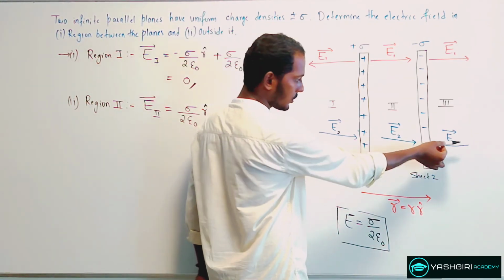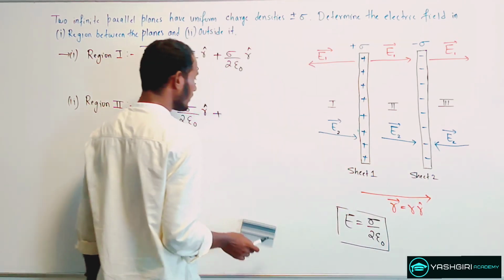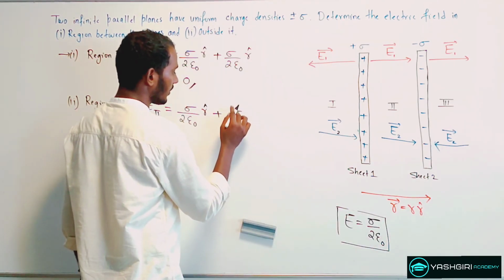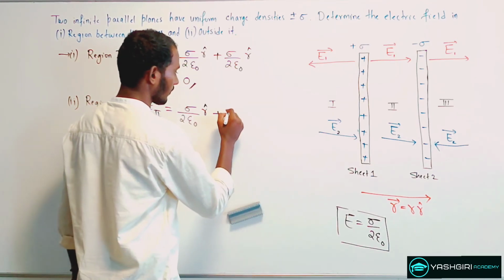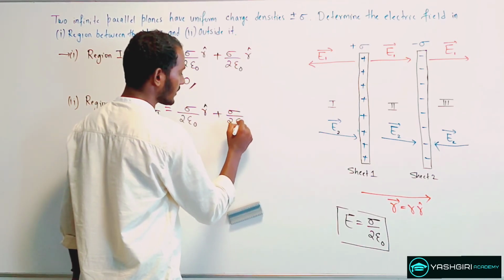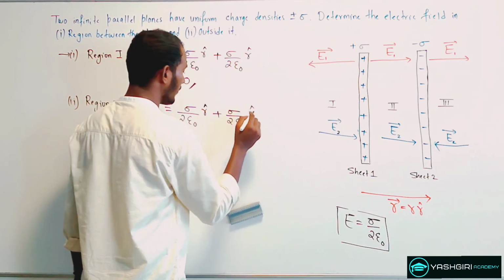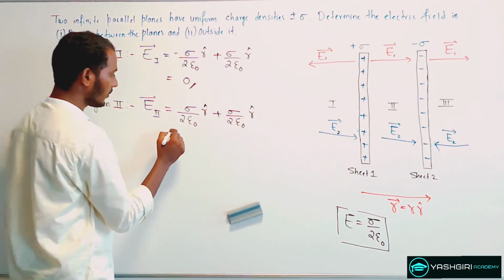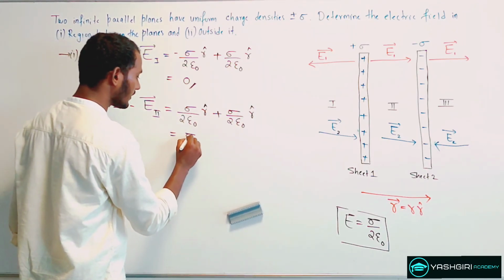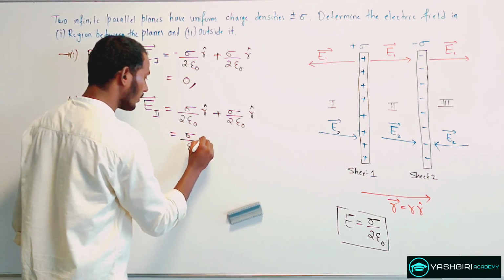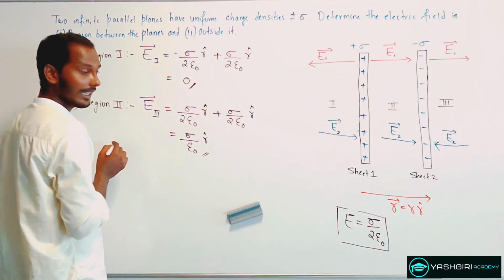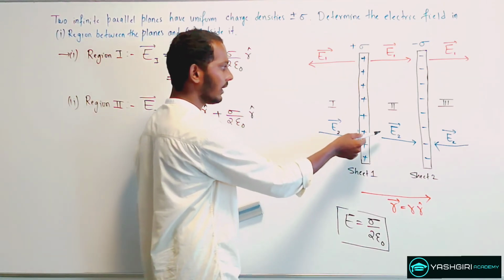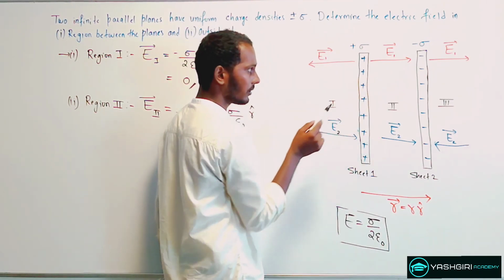E2 is also pointing towards the right. My r cap is towards the right. So it's sigma by twice epsilon naught into r cap. And I can just add this. When I add this, what I'll be getting is sigma upon epsilon naught into r cap. So that's the net electric field available in this middle region.